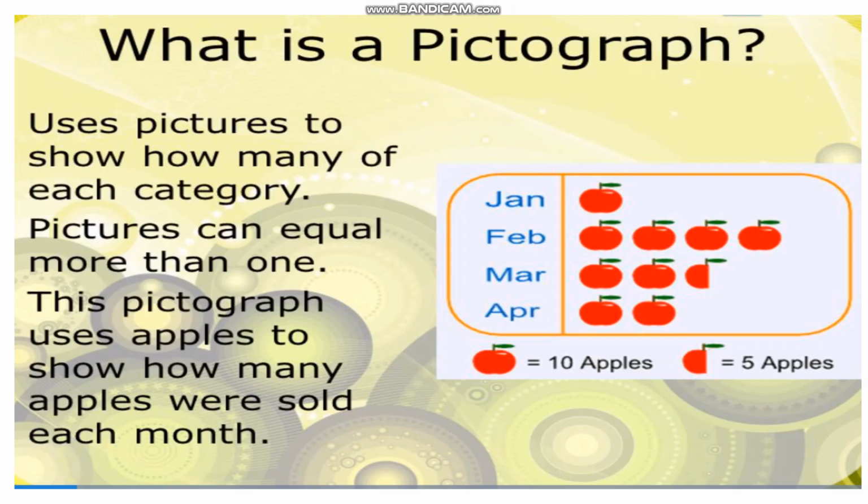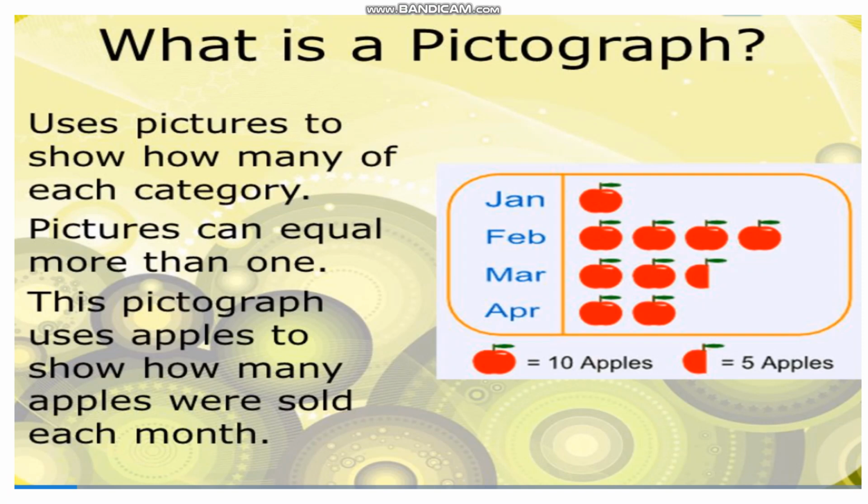Now the first method of arranging a particular data is with the help of a pictograph. Now what is a pictograph? As you can see here children, a pictograph uses pictures to show the data. So pictures are used in a pictograph and it shows categories, it shows the data. Here one picture can be equal to more than one.